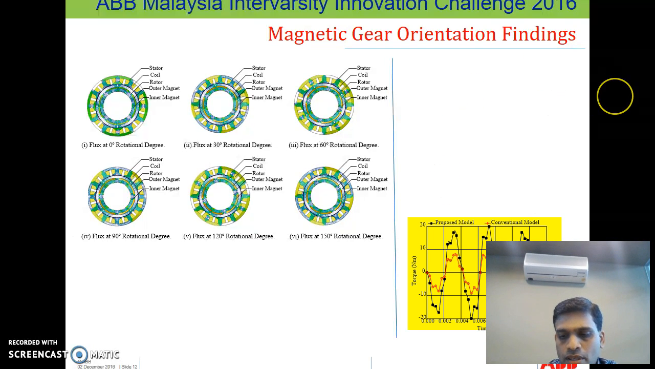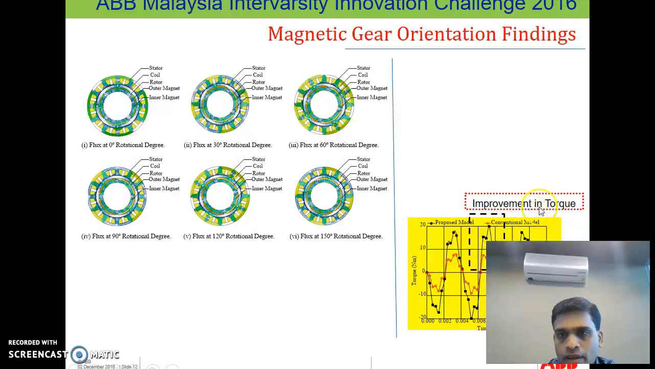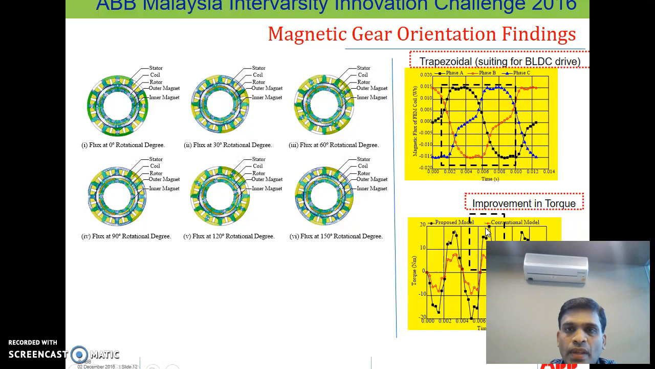As we can see from this graph, there is a considerable improvement in the torque. So if you want, you can tell the percentage improvement of the torque in this case. Then the trapezoidal characteristics are suited to the BLDC drive. If people ask, then you tell the difference between the PMSM and the BLDC machine.